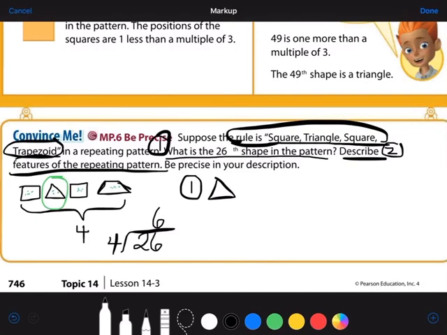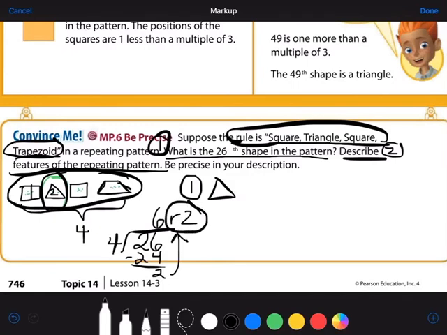I could make 6 total groups of this pattern. 6 times 4 is 24. I can subtract. My remainder is 2. That means I made 6 whole sets of this pattern, and then I had to start over with the 2 extras. 1, 2. 2 is where I landed on my triangle. So instead of counting all the way up to 26, I did the division part, and then I only had to count up to my remainder of 2. Both ways, I got a triangle.